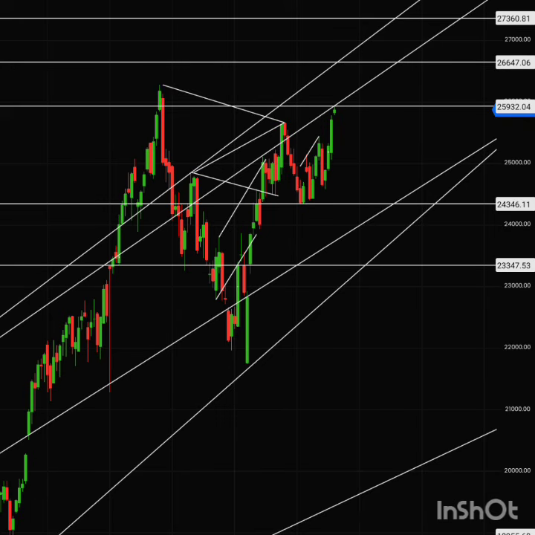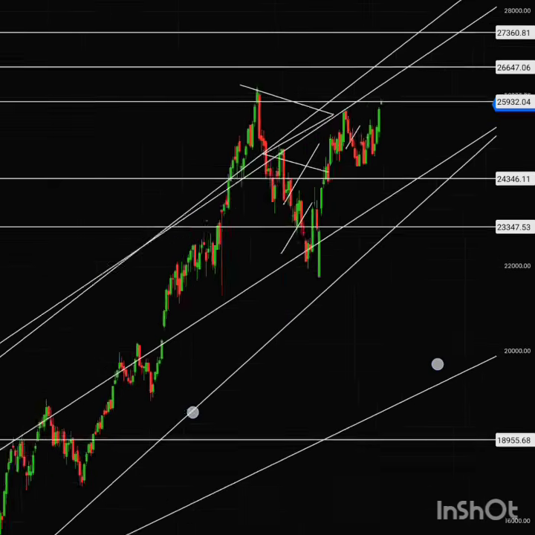So I hope you get a good idea about Nifty. After this one we have a small resistance too, which I will explain later on. I hope you get a clear idea about where Nifty is going and what Nifty did in the previous time.